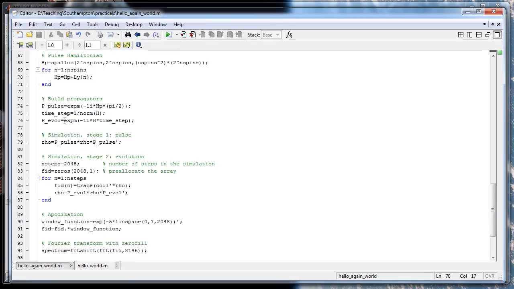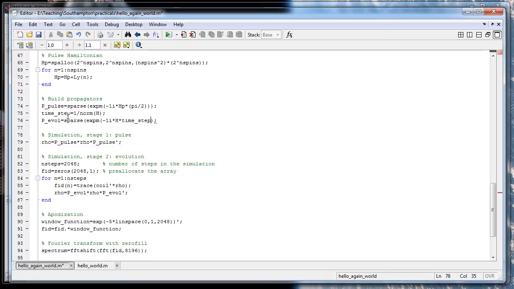Now by default MATLAB's expm returns a dense matrix, and it's important that we actually sparsify it. So we'll say that this is sparse. There are better ways of computing exponentials of sparse matrices. One of them is implemented in Spinach, but we simply don't have the time to go in this kind of fine detail here.